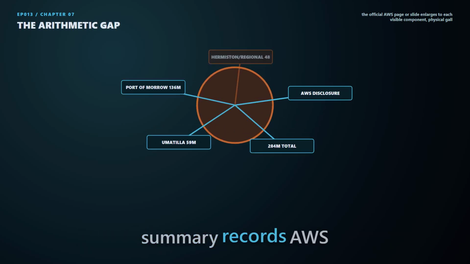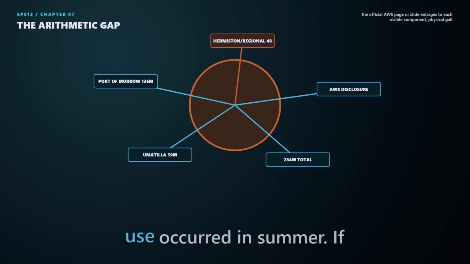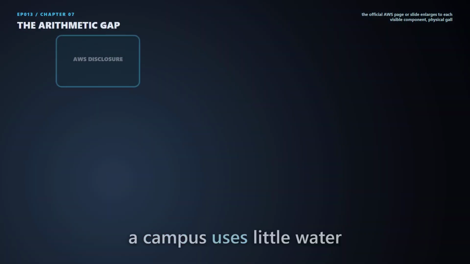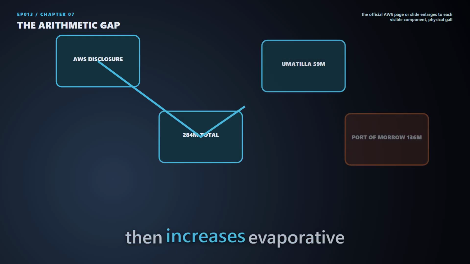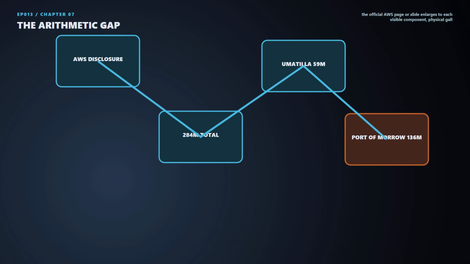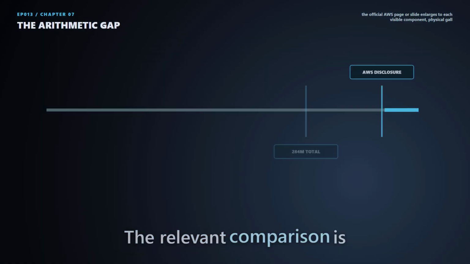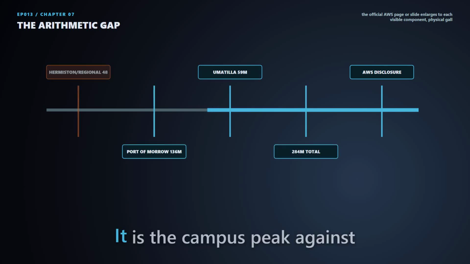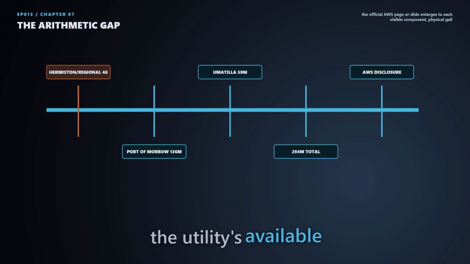The official summary records AWS saying most Oregon water use occurred in summer. If a campus uses little water through cool months and then increases evaporative cooling during heat, the annual total hides the period when the municipal system carries its largest flow. The relevant comparison is not only year against year, it is the campus peak against the utility's available summer capacity.